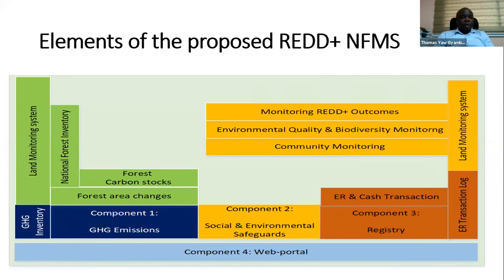So basically that's component one that Ghana is working on at the moment. Component two, we have the social and environmental safeguards, given the framework within which any activity being undertaken here would work as well. Having done that, we are looking at a registry system, checking the emission reductions that Ghana is looking at.